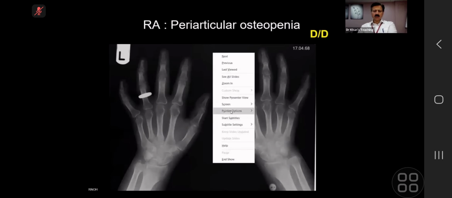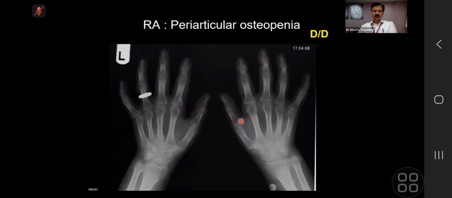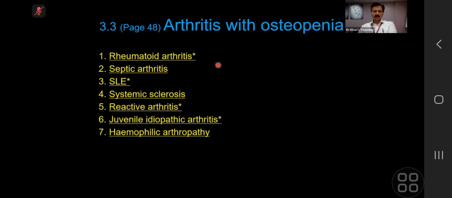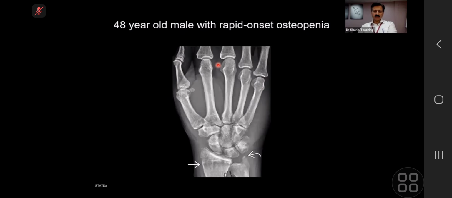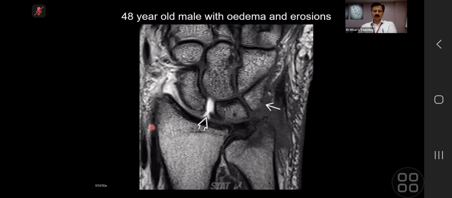Periarticular osteopenia, beautifully seen in this film. You can see a lot of it in multiple joints bilaterally. Again, from literature, osteopenia and some erosions.